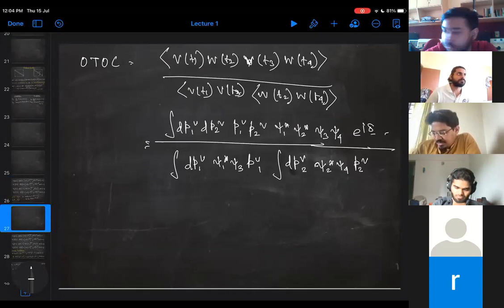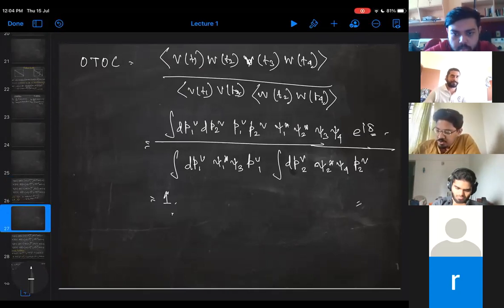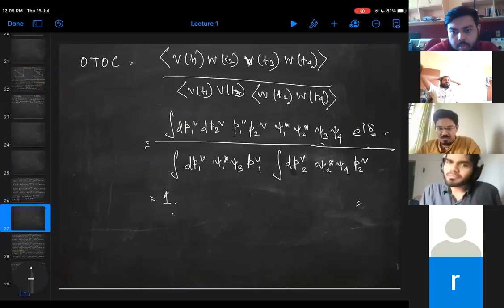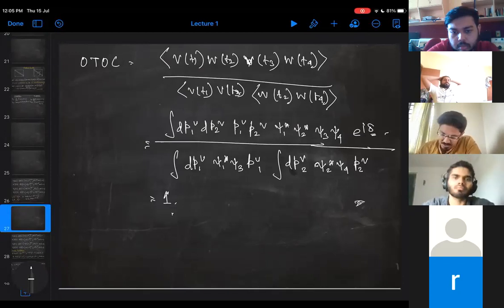Another thing to note is that if your delta is actually constant or zero, then this is exactly one. What it's saying is that if the particles don't interact, then this OTOC is like one and the system is like a free theory. But that's not what we are doing. We have taken into account the back reaction, which makes this delta non-trivial. That is the most important point of this entire exercise: you have to consider this back reaction at some point. This matter should interact at some point through gravity or some higher spin, whatever. That essentially makes this OTOC non-trivial. So let's go to the final computation.